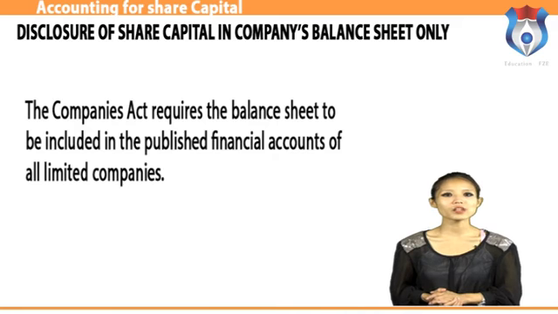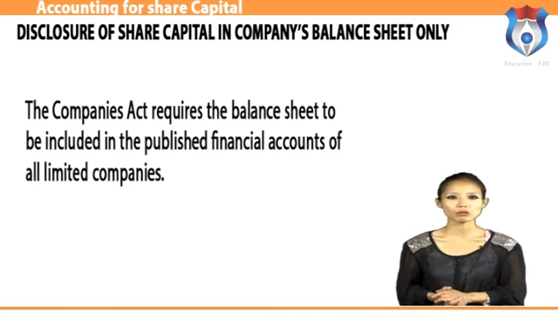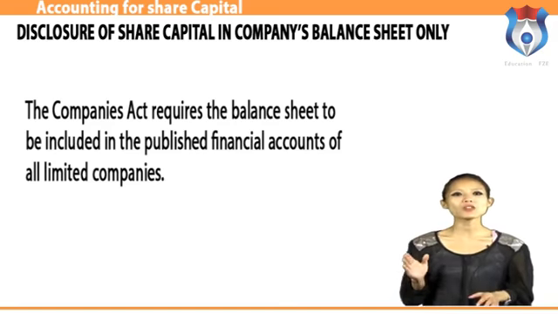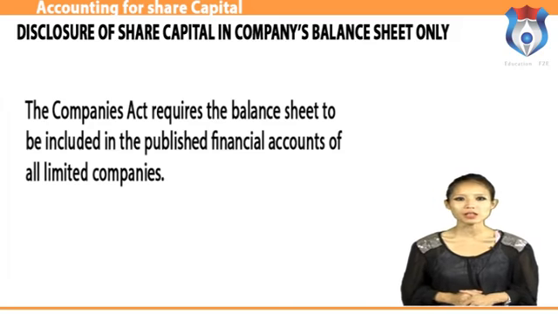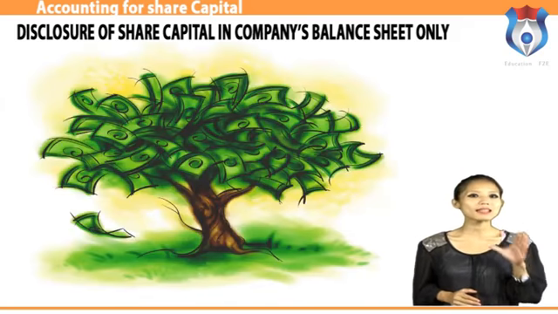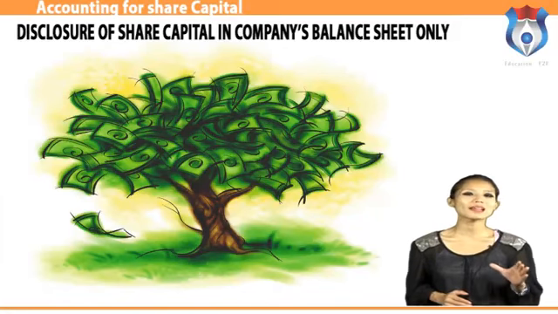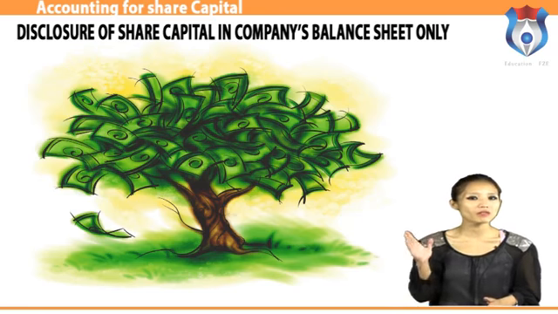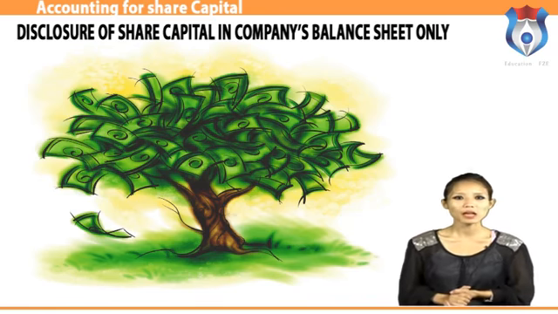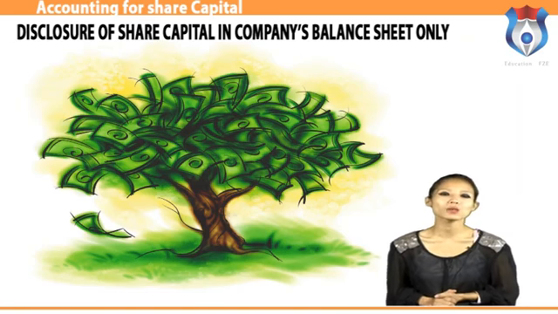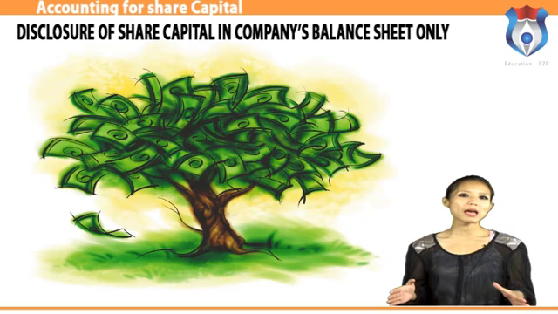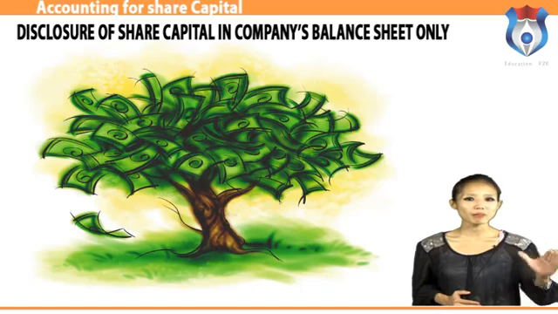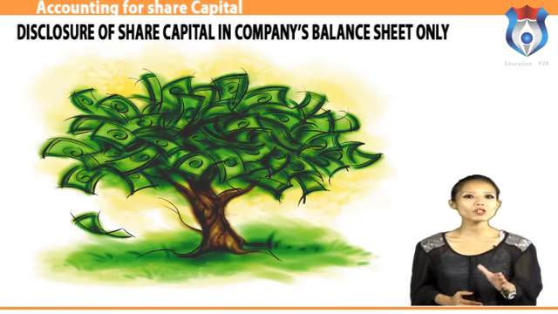Let us know about the disclosure of share capital in the company's balance sheet. The Companies Act requires a balance sheet to be included in the published financial accounts of all limited companies. In reality, all other organizations that need to prepare accounting information for external users will also produce a balance sheet, since it is an important statement of the financial affairs of the organization. In share capital of a company, we have to show authorized capital, subscribed capital, called-up capital and paid-up capital. For calculating paid-up capital, we will deduct calls unpaid and add the original paid-up amount of forfeited shares.